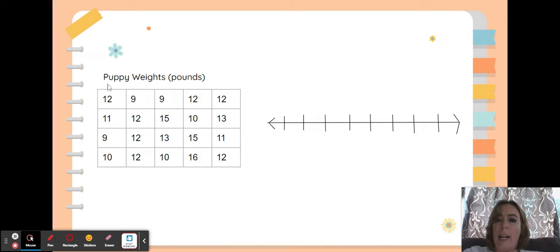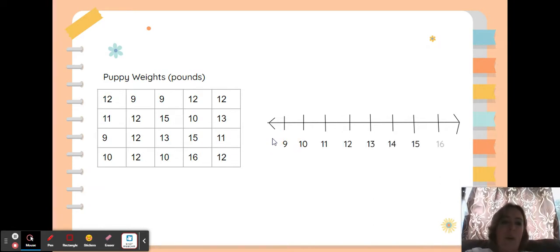Here is all of our data, these are puppy weights in pounds. First thing we have to do is take our number line and label it. Our lowest value is a 9, so we're going to start with 9, and we're going to make each line its own number. So we're counting from 9 to 16. Notice that 16 is the highest.